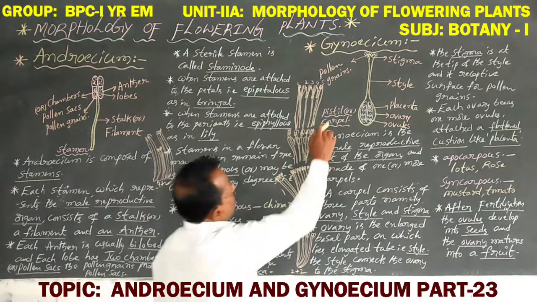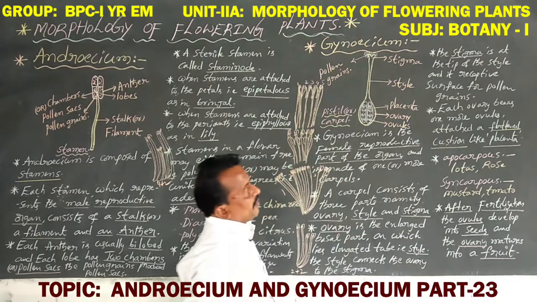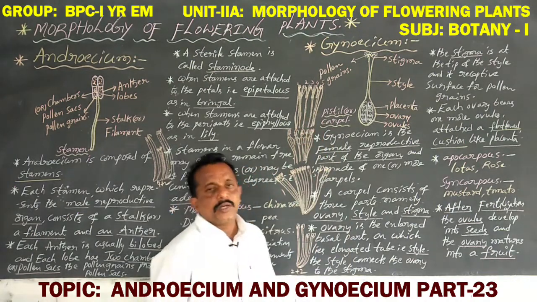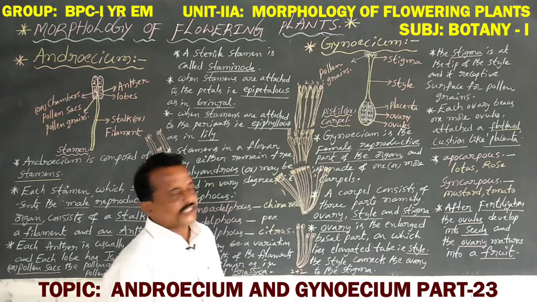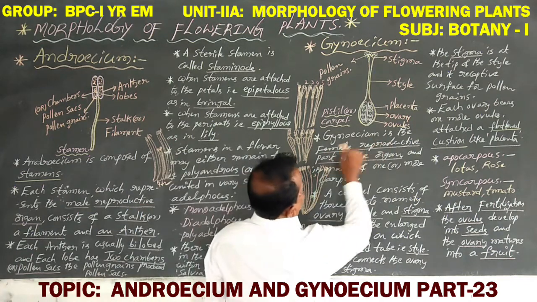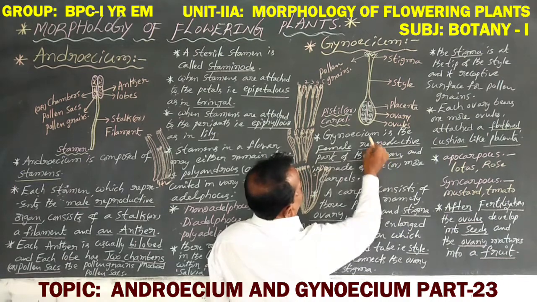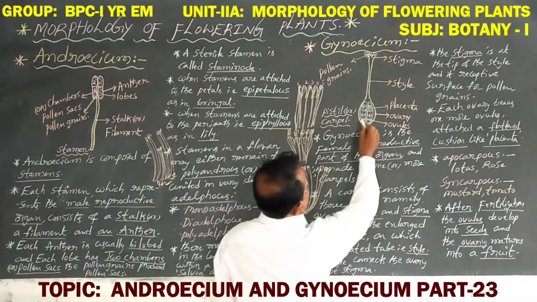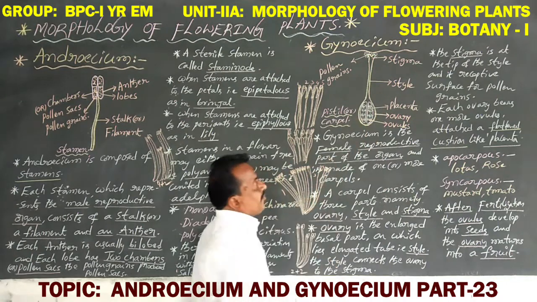And next, coming to gynoecium. Dear students, the fourth floral part is the gynoecium. Gynoecium is the female reproductive part of the flower and is made of one or more carpels.